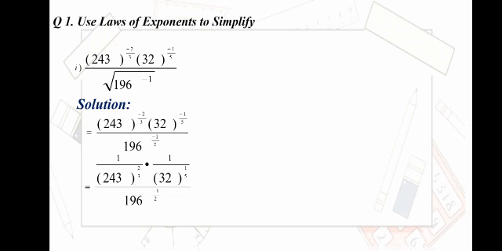So we can write it like 196 raised to power minus 1 by 2. Now you can see that in the equation the powers are negative. To make them positive, we have to shift them in the denominator. So 243 raised to power minus 2 by 3 is written as 1 over 243 raised to power 2 by 3 for making the power positive. 32 raised to power minus 1 by 5 is written as 1 over 32 raised to power 1 by 5 to make the power positive. 196 raised to power minus 1 by 2 will remain same.